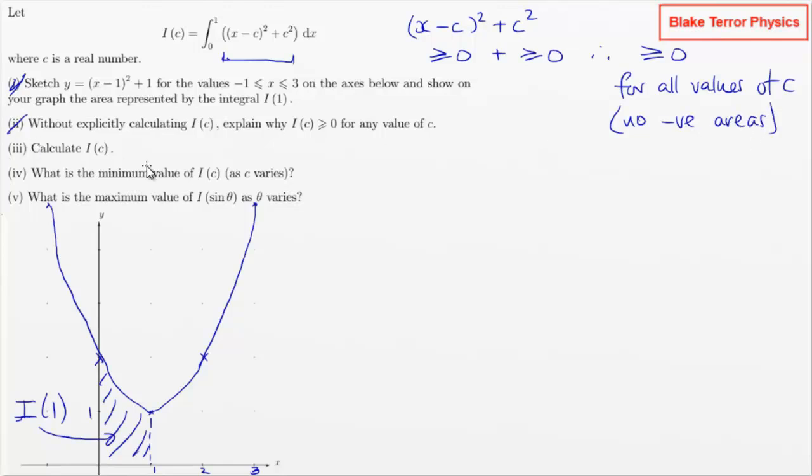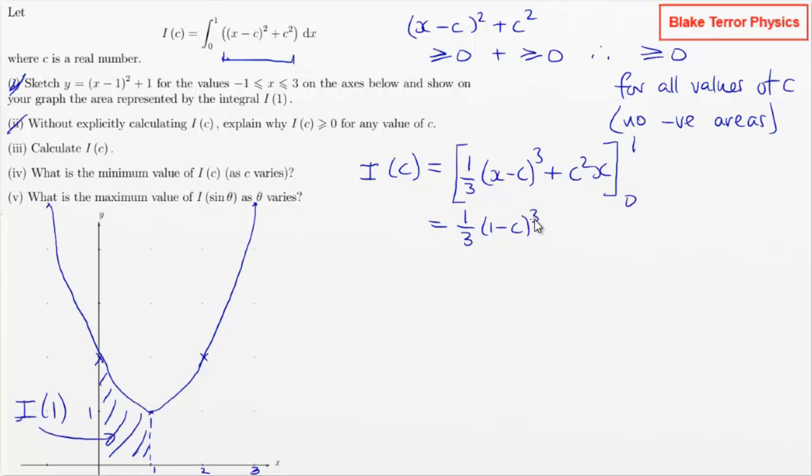Right, now we need to actually calculate I of c. So we need to do this integral. We actually need to make it so. So I of c is going to be, let's integrate this. There's not a lot to integrate. We're going between 0 and 1. So (x minus c) all squared, that's going to go to 1/3 of (x minus c) cubed. Then we've got c squared, which is just a constant, so we're adding on c squared multiplied by x. What's that giving us? That is then giving us 1/3 of (1 minus c) cubed plus c squared.